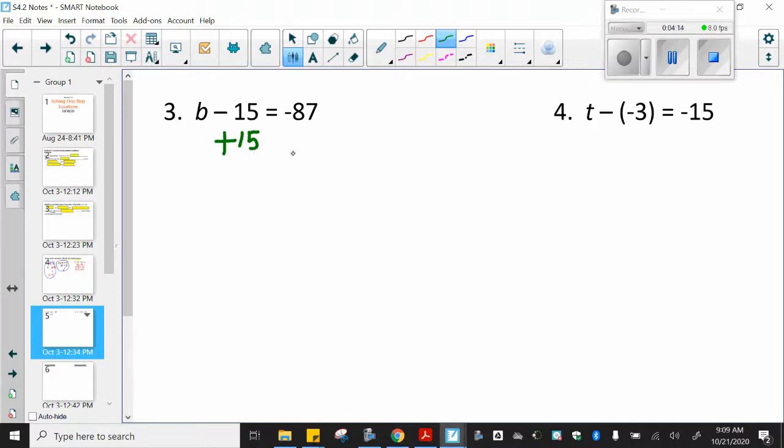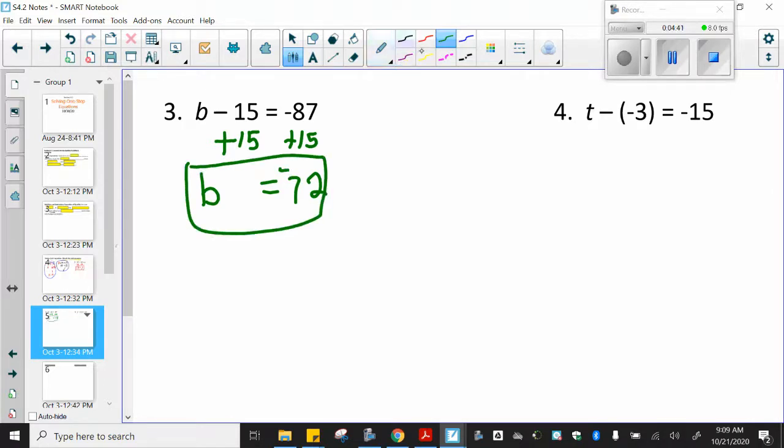My operation's minus the number 15, so I'm going to do plus 15. I'm going to go across that equal sign and do plus 15. All right, bring down my b. Negative 15 plus 15, if you do that right, makes 0. Opposites always make 0, so as long as you do the opposite, you'll be fine. Negative 87 plus 15. Well, my signs are different, so I can subtract and give it the negative sign because negative is bigger. So 7 minus 5 is 2. 8 minus 1 is 7. I'm going to make it negative, so we're going to have b equals negative 72.